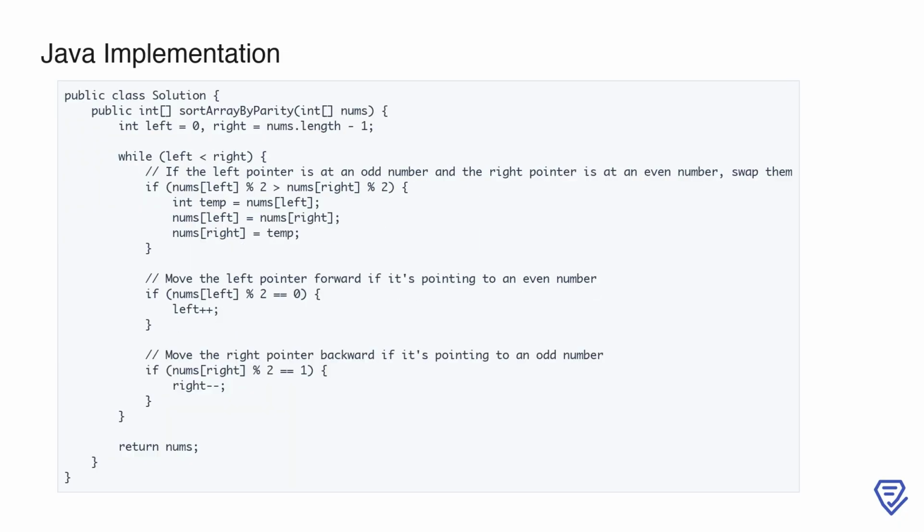overhead. This is the Java implementation of the sort array by parity problem, LeetCode number 905. The logic mirrors the Python implementation, using two pointers, left and right, to rearrange the array in place such that all even numbers are at the start and odd numbers are at the end. Key differences include explicit type declarations for variables and the use of Java-specific syntax for swapping and array manipulation.